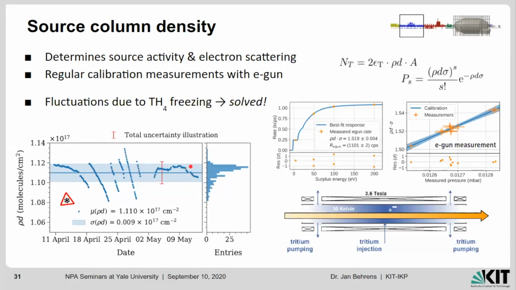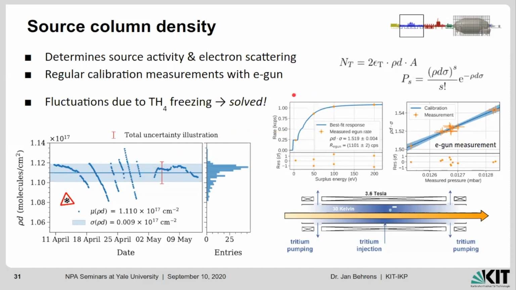By now, this is solved, both by thermal cycling of the source and also by the refurbishment of the gas capillary pipelines to avoid this problem. So in future runs, we could achieve a much higher source activity, because this is no longer a problem.